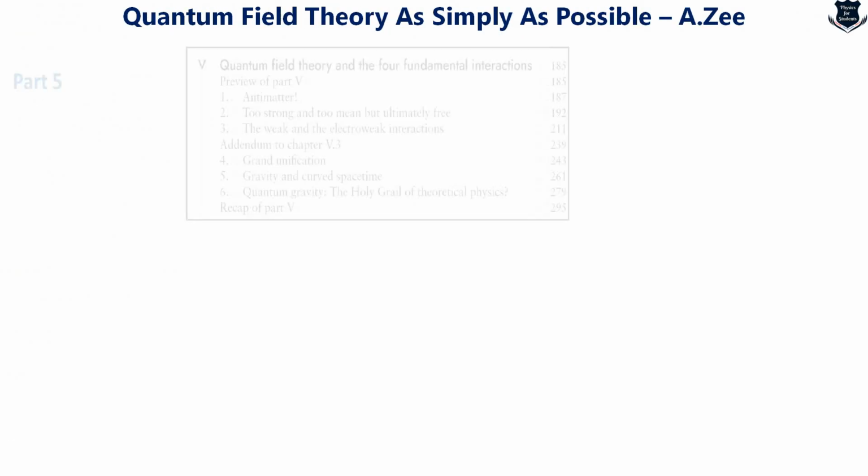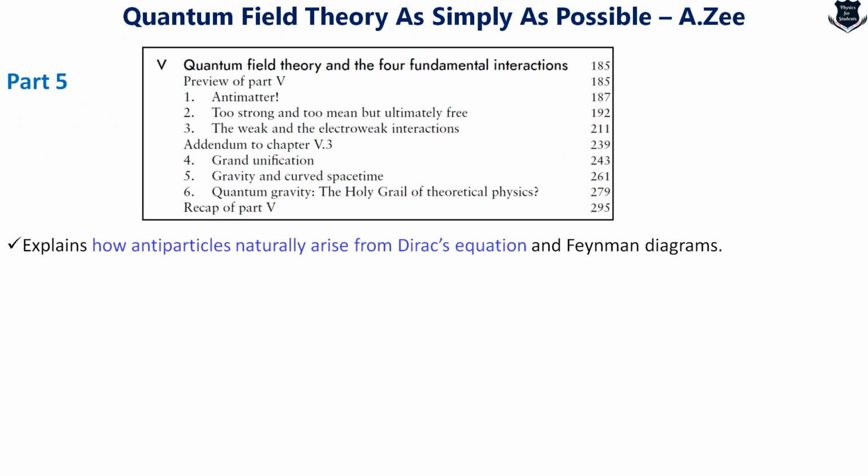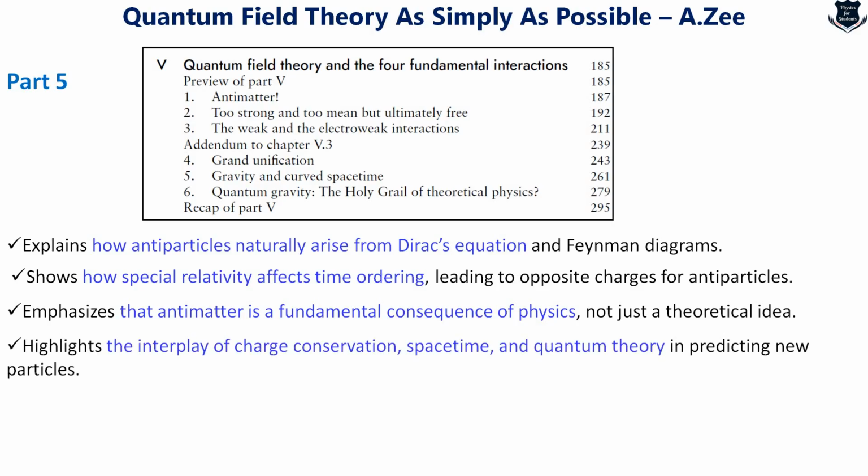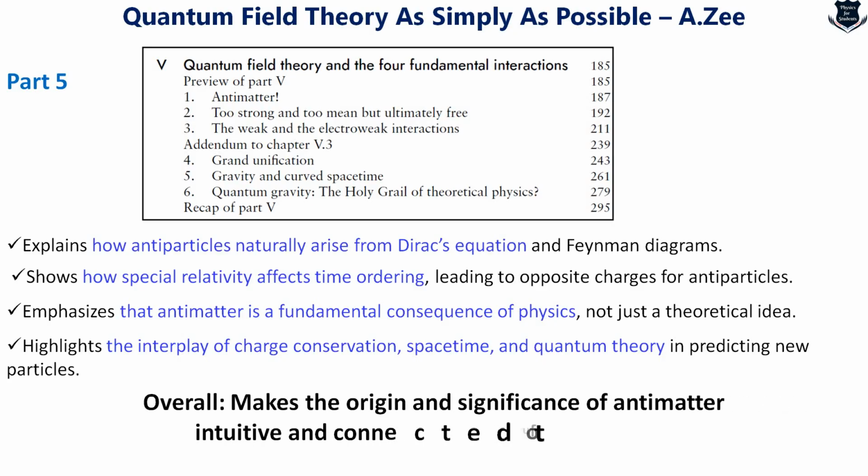In part 5 of this book, what we find is how antiparticles arise, and these are not some ghost particles, these arise from Dirac's equation. He shows how special relativity affects time ordering, antimatter is a fundamental consequence of physics. He also talks beautifully about the interplay of charge conservation, space-time, and quantum theory in predicting particles. So overall, in this part he makes the origin and significance of antimatter intuitive and gives a much simpler understanding of what are called the fundamental laws, how they are connected.